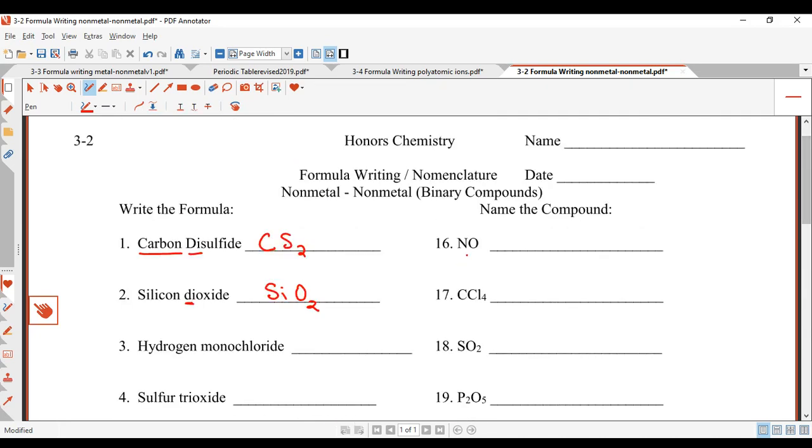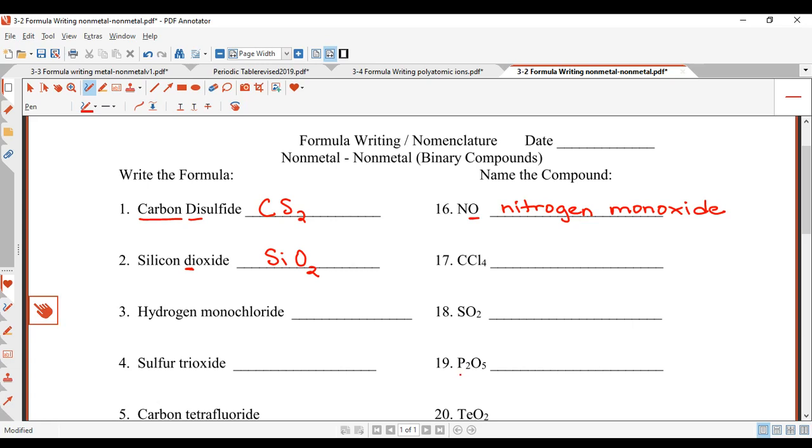And on this side, the first element only has a prefix if there's more than one of them. So we only have one nitrogen, so we just write down nitrogen. We have one of the second one. The second one always has a prefix, so that would be mono. And since we have a double vowel, mono-oxide, we drop the letter at the end of our prefix, so it would be just monoxide instead of saying monooxide.